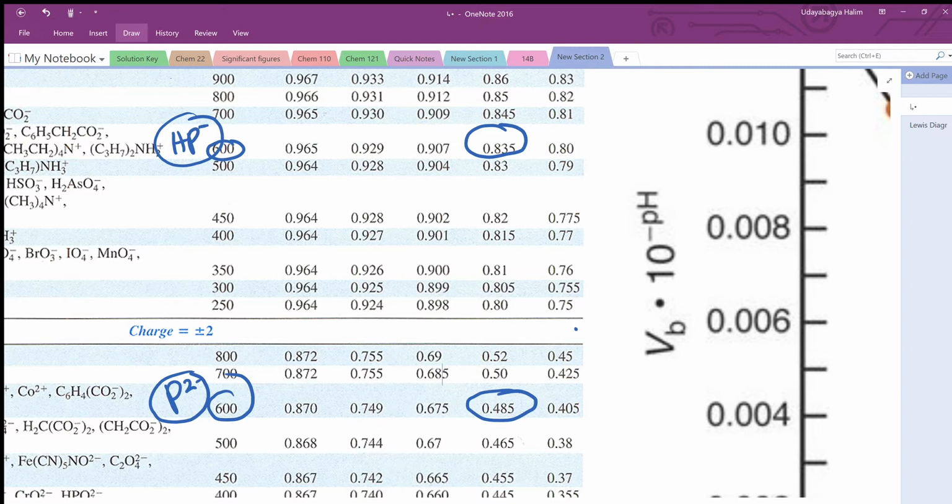Okay. So, do you guys remember how to find out the oxidation number of a molecule?